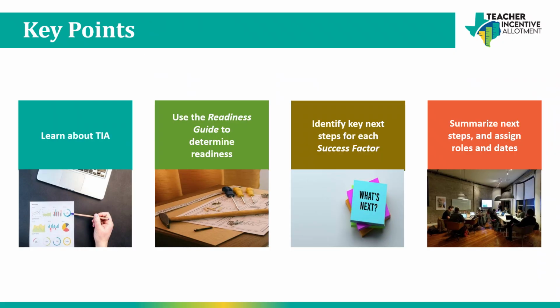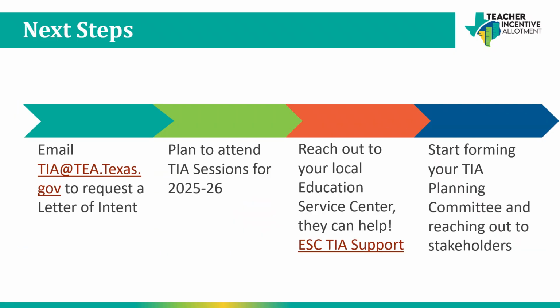So some key points to summarize. 1, learn about TIA. 2, use the readiness guide that we just went through in our Daisy ISD example to determine your district's readiness at each of the key success factors. Identify next steps for each success factor. And finally, assign roles and dates. Once you know what your next steps are, make sure you assign roles and dates to get those done so they can be completed on time and your application will be ready to go.